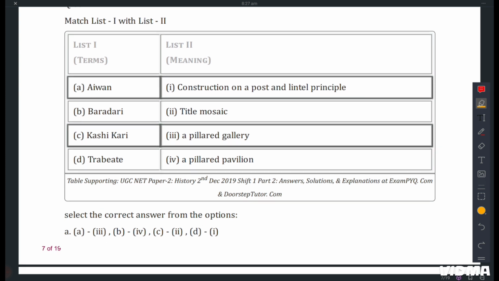Question number 66, match list 1 with list 2. Terms and their meanings. Aivan, Baradari, Kashikari, tribute. Construction on a post and lintel principle, tile mosaic, a pillared gallery, a pillared pavilion. So the correct answer is A. सबसे पहले Aivan, which is a pillared gallery. Baradari, a pillared pavilion. Kashikari, tile mosaic, and tribute, construction on post and lintel principle. Okay.